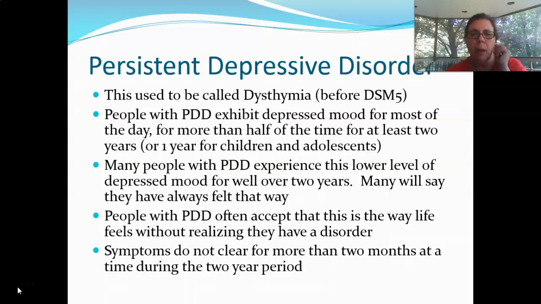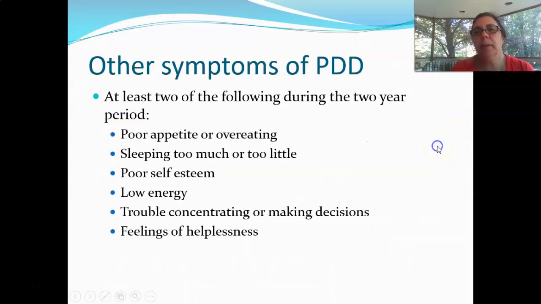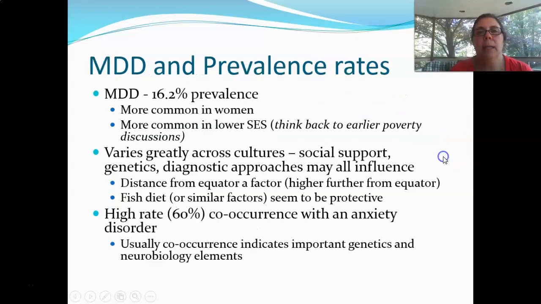And in terms of longevity, you see here at the bottom, we don't see the absence of symptoms for more than two months at a time during the two-year period. And so we have at least two instead of five symptoms that we need. And this is poor appetite, sleeping too little or too much, right? Two of these in addition to the depressed mood or sad mood that we would see. And so we're going to pause there before we talk about prevalence rates, and that'll be in a separate video.